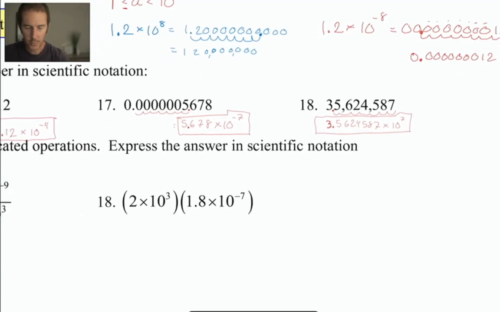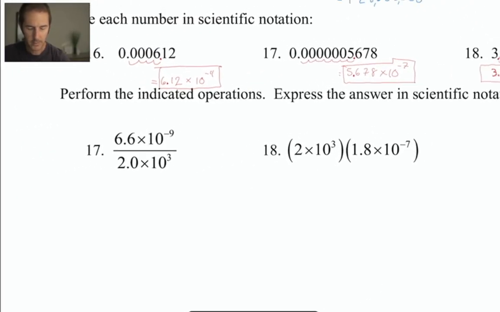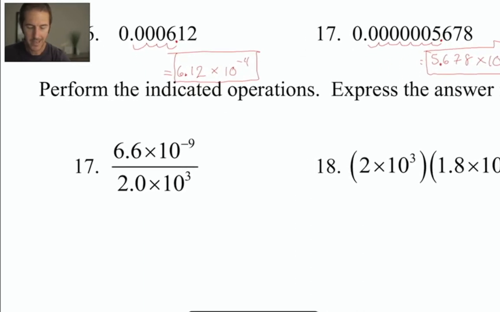So that's the conversion process back and forth. And the next thing we're going to do is divide numbers that are written in scientific notation. Is this going to be easy? I think it will be. Sometimes there's one little hiccup that you have to watch out for. This first one looks pretty safe though.